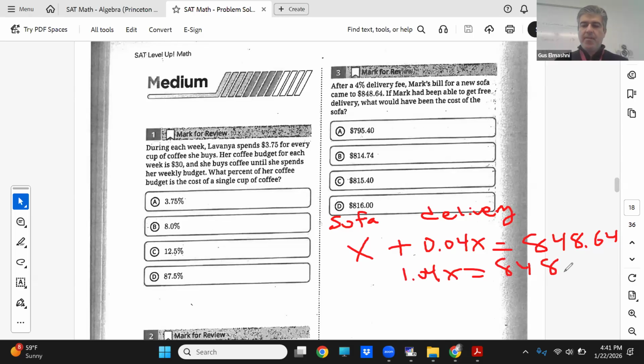But what matters here is knowing how to set it up. The setup is what I care the most about, because once you have the setup, the algebra is fine. I'm not worried about the algebra. 848 divided by 1.04, whatever that is. That is 816.